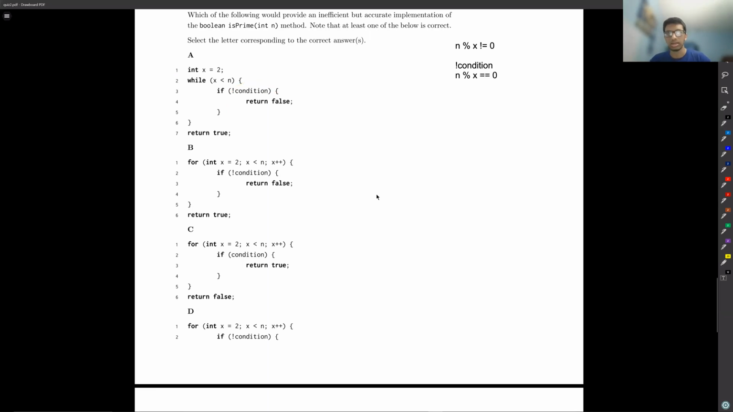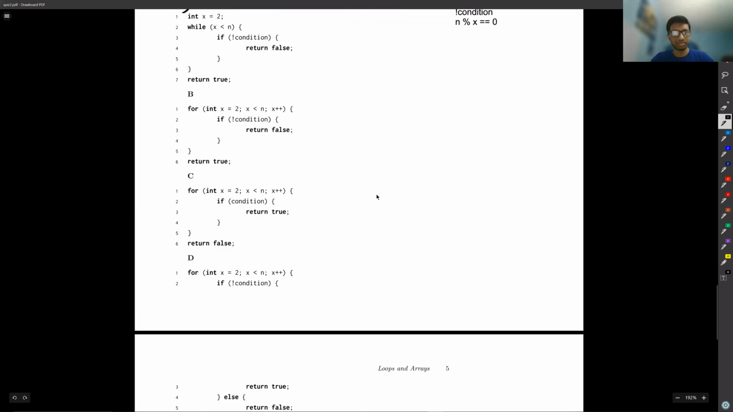For example, if you try it with 3, you're going to get 2 is less than 3. You're going to check the condition. You're going to say 3 mod 2 is not equal to 0. So then you don't enter the if statement. You don't return anything. But then you check the same while loop again, which is going to be true again, so on and so forth, because you aren't changing anything about what determines the while loop. So we can cross out A because this is clearly not an accurate implementation of the method.